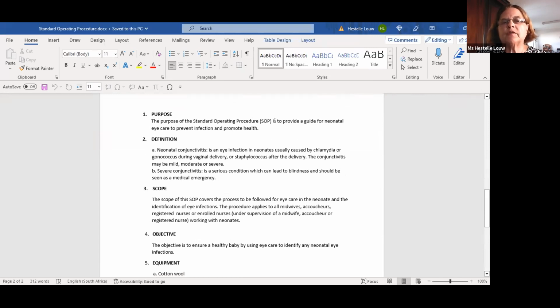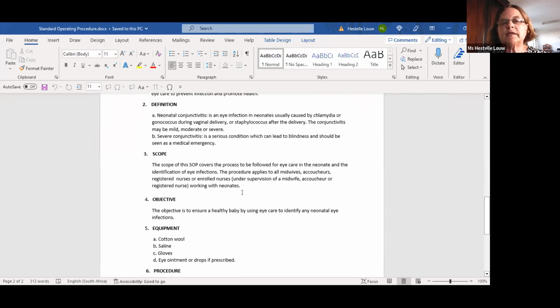The purpose of the standard operating procedure is to provide a guide for neonatal eye care to prevent infection and promote health. Definitions, then you give the definitions of neonatal conjunctivitis and severe conjunctivitis, and you can add on to that. The scope of this SOP covers the process to be followed for eye care in the neonate and the identification of eye infections. The procedure applies to all midwives, accoucheurs, registered nurses, or enrolled nurses (under supervision of a midwife, accoucheur, or registered nurse) working with neonates.